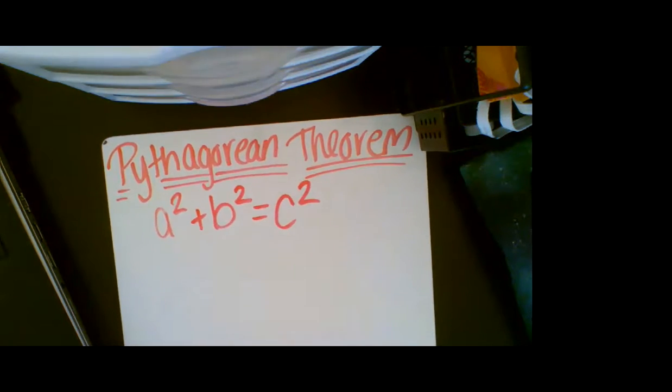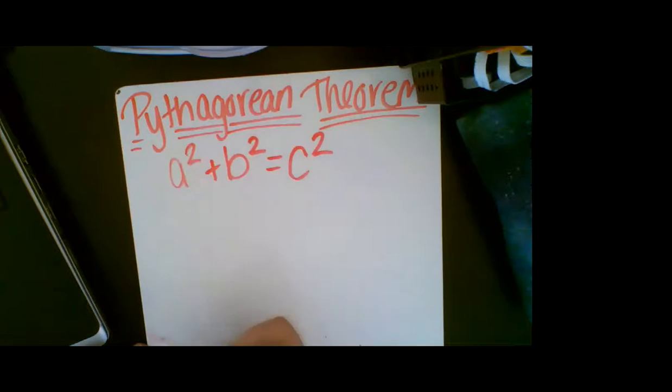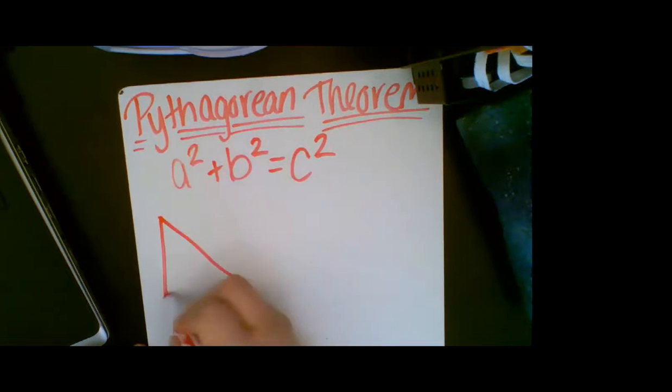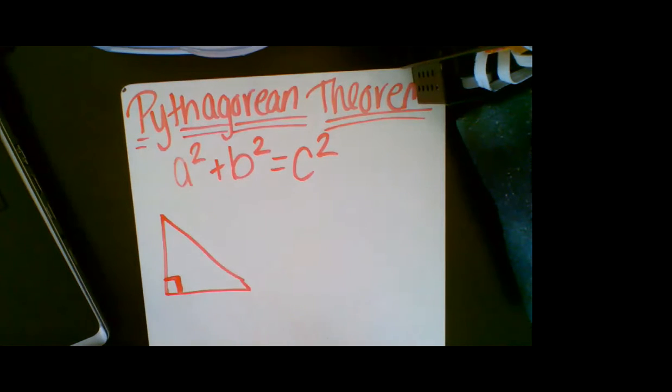So a couple things before we dive into the Pythagorean theorem that I want to go over are the fact that the Pythagorean theorem only works for right triangles. Right triangles are triangles that have one angle with this little square in it, meaning that it's a 90-degree angle. If it's not a right triangle, we cannot use the Pythagorean theorem.